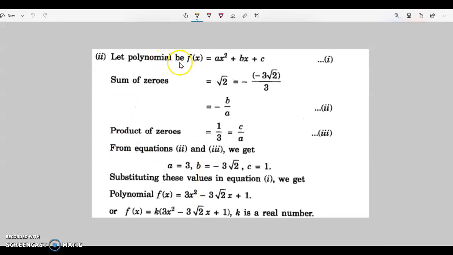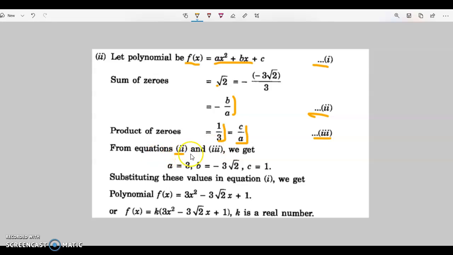So let the polynomial be f of x equal to ax square plus bx plus c. That should be equation 1. Now I'm taking the sum of zeros to be root 2, that is equal to minus of minus 3 root 2 by 3, that is minus b by a, to be equation 2. Now considering the product of zeros, that is 1 by 3, equal to c by a. This equation I'm considering to be equation 3.